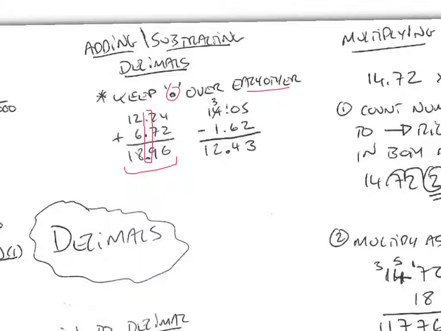Similarly here, if we have 14.05 minus 1.62, then we keep our decimal points in line, and we say 5 minus 2 is 3. 0 take away 6 you can't do, so we'll borrow 1 from the 4 here, so that becomes 13, and 10 take away 6 is 4. 3 take away 1 is 2, and 1 take away nothing is 1. So 14.05 minus 1.62 is 12.43. Just keep the decimal points underneath each other when you're adding and subtracting decimals.